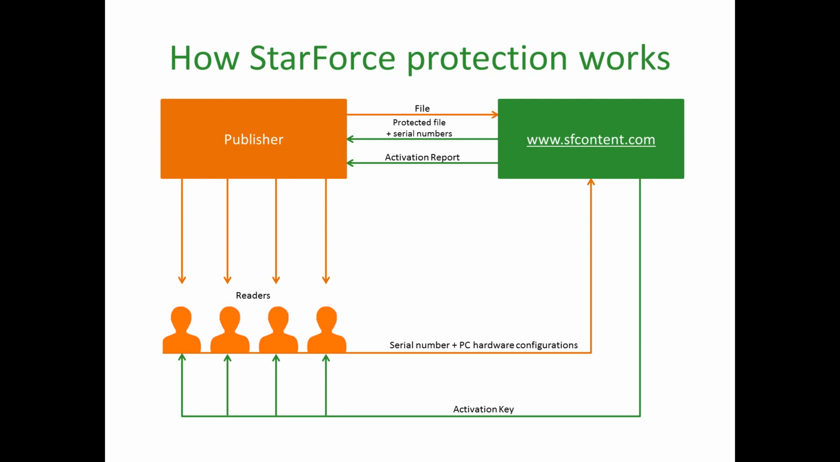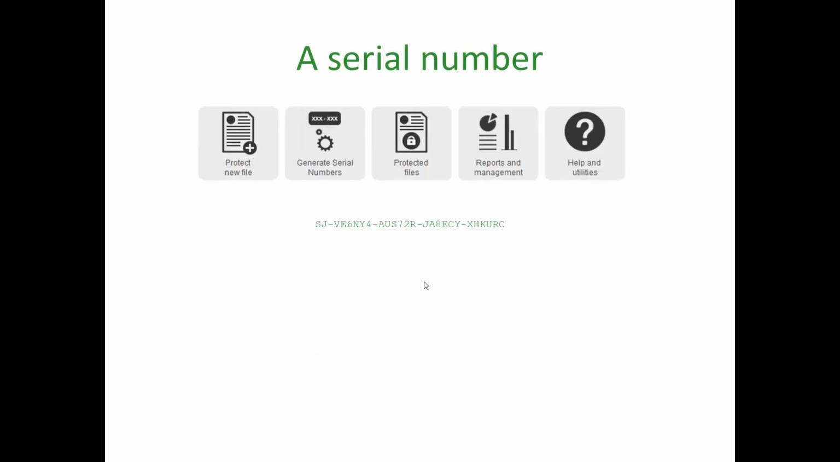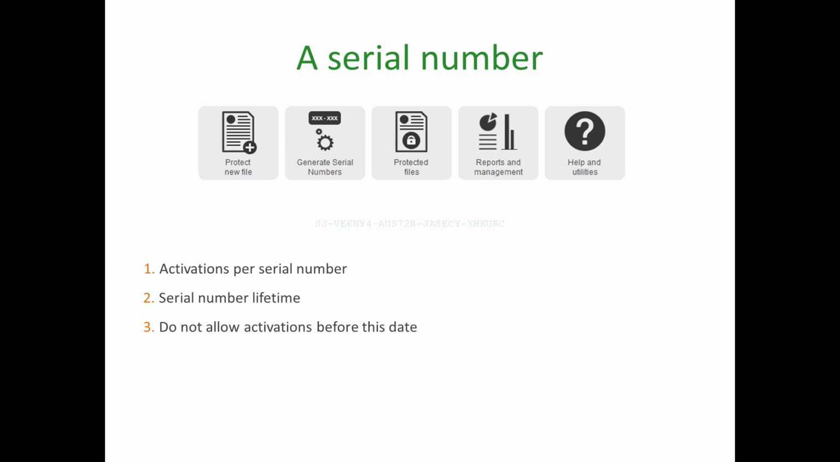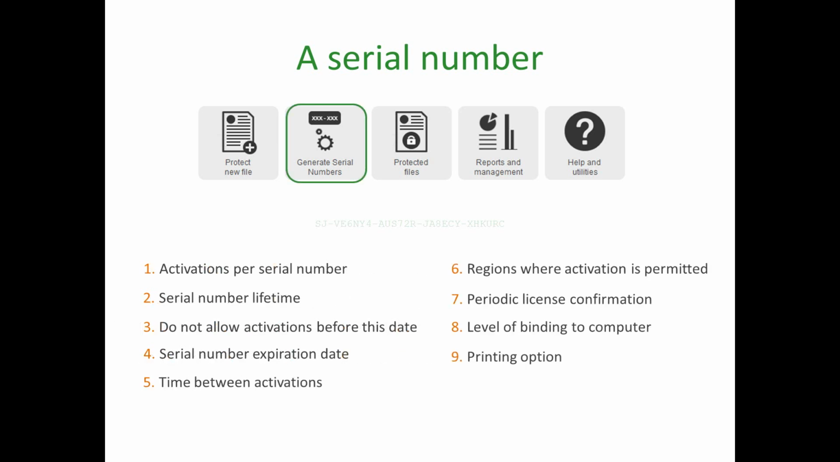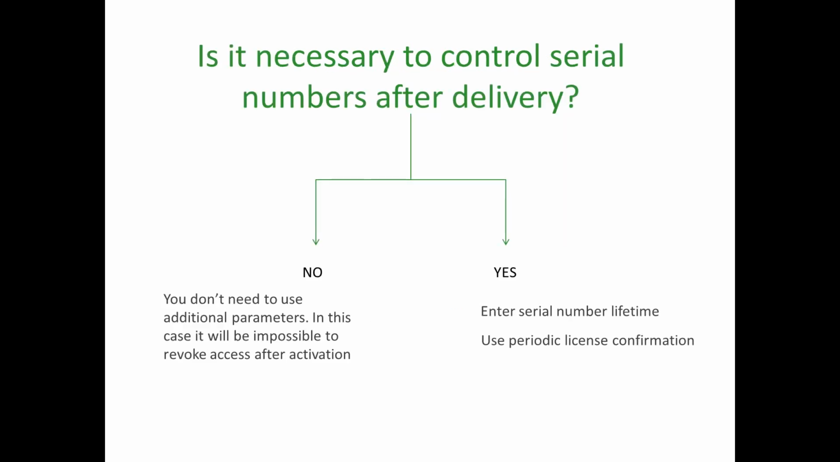Okay, what is next? This is a serial number. It consists of 30 letters and digits. Before generation, a publisher can set different parameters, and we study them in detail on the site. Now I want to give you an important message. You need to decide if you want to control serial numbers after activation. So it's a very important question. Do you want to control after activation or not?